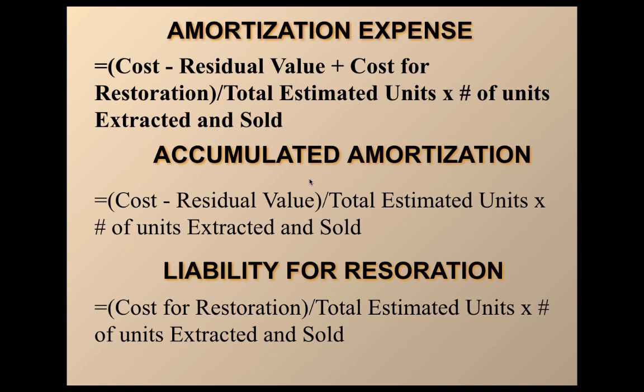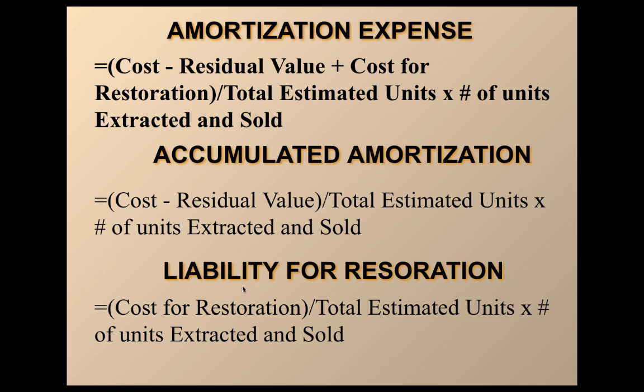Now, really, we're going to use the same formula minus the restoration cost. So we're going to have our cost minus our residual value divided by our total estimated units is going to be the formula for our accumulated amortization.